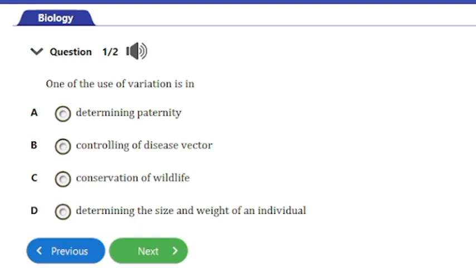It says, one of the uses of variation is in A, determining paternity, B, controlling of disease vector, C, conservation of wildlife, D, determining the size and weight of an individual. So guys, the answer to this question here is option A, and that's determining paternity.